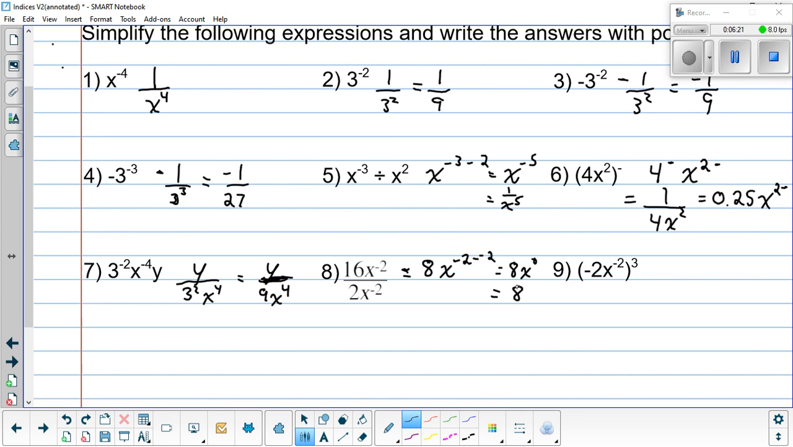And lastly, we have negative 2x, and that's all to the power of 3, and then we have x to the power of negative 6. So we can write that as negative 8, because it's an odd power of 3, so we keep the negative, over x to the power of 6.